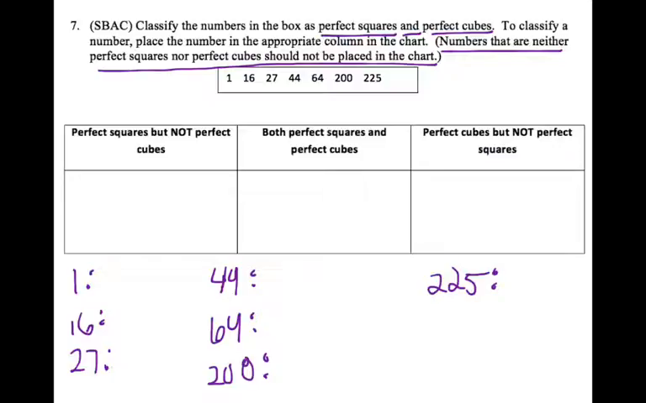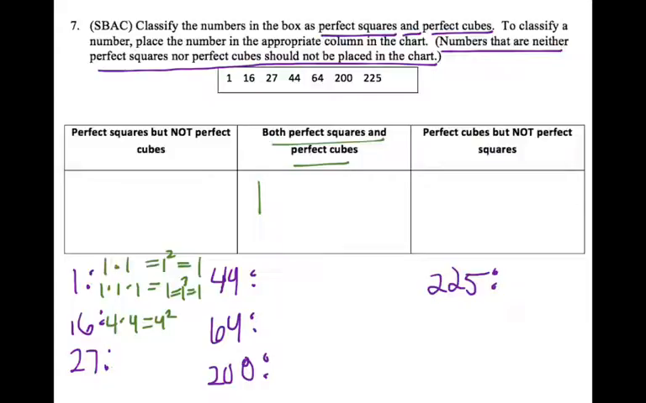Okay, so for the number 1, we're trying to decide, is this a perfect cube, a perfect square? Well, 1 times 1 equals 1, so it's a square. 1 times 1 times 1 equals 1. So 1 is both a perfect square and a perfect cube. 16. 4 times 4 equals 4 squared, or 16.